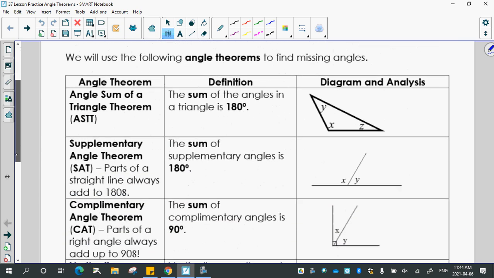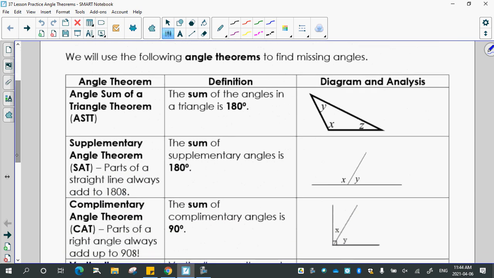Okay, so this chart's important. First of all, when you're going to solve an angle question, you might find your theorem here. It also has the short forms for the theorems in it too.